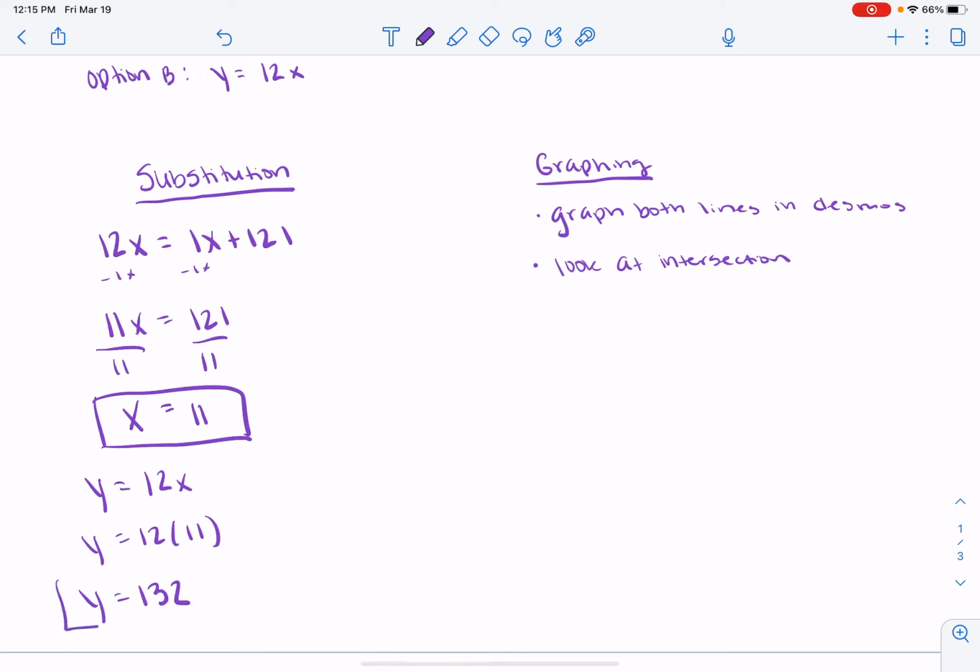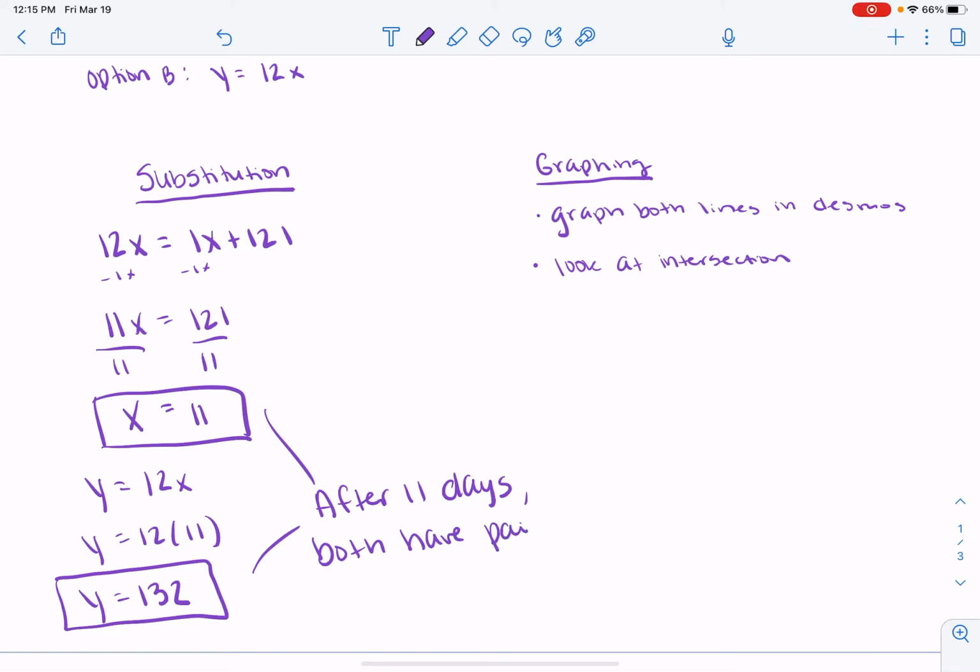Okay, so what we've learned from this is that after 11 days, both have paid $132. Now I did make a note here for the graphing method. We could type both of these into Desmos, graph both of the lines, and just look to see where they intersect. And you'll see that they intersect at (11, 132). So if you're just using that method, awesome, but also a good way to just check your answer.